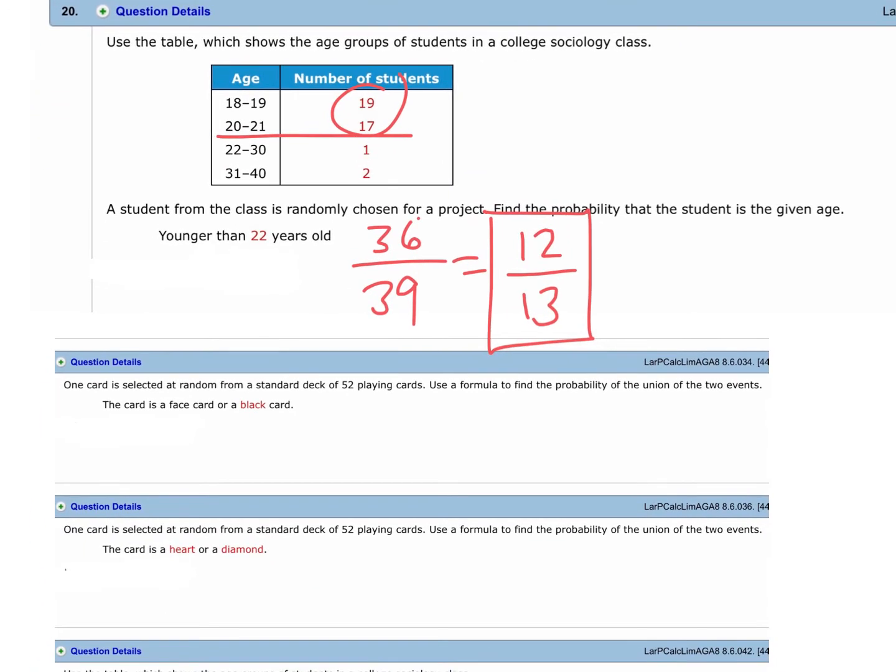Next, one card is selected at random from a standard deck of 52 playing cards. Use a formula to find the probability of the union of the two events. So the card is a face card or a black card. So we have 52 cards total. How many face cards do we have in the deck?